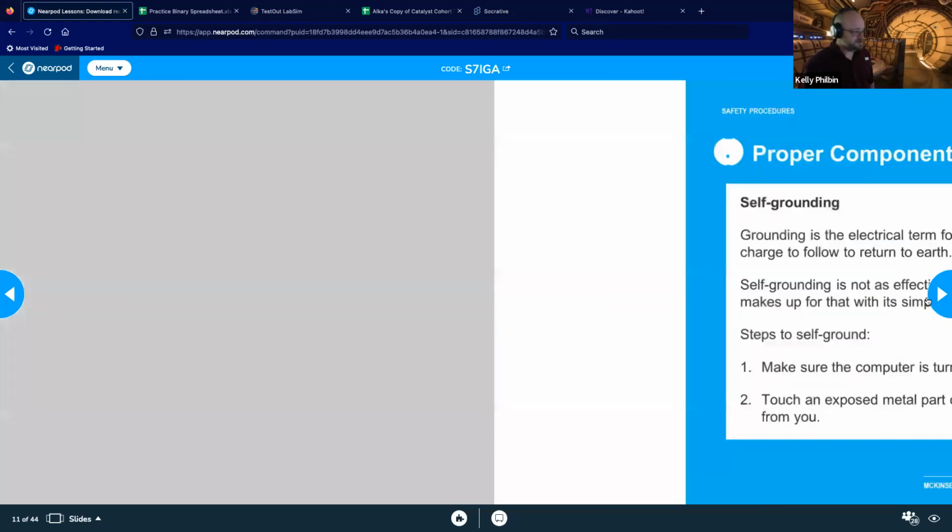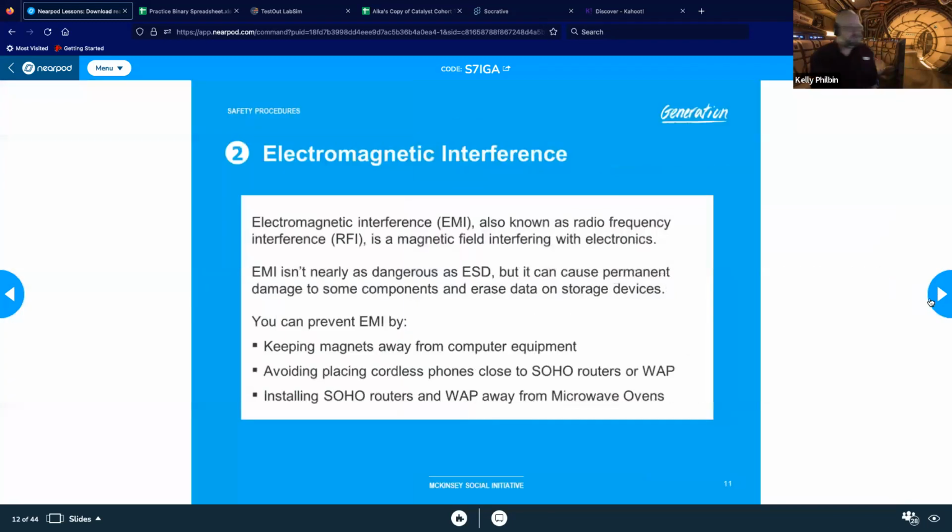All right, electromagnetic interference. We haven't really talked about this as well. It's also known as radio frequency interference, or RFI. So you have EMI and RFI. And this is a magnetic field that will interfere with your electronics. Like we said, turning on a microwave will interfere with your Wi-Fi if you're operating off a 2.4 gigahertz bandwidth. It isn't nearly as dangerous as your ESD, but in high enough capacity, it can cause damage to components or erase data on storage devices.